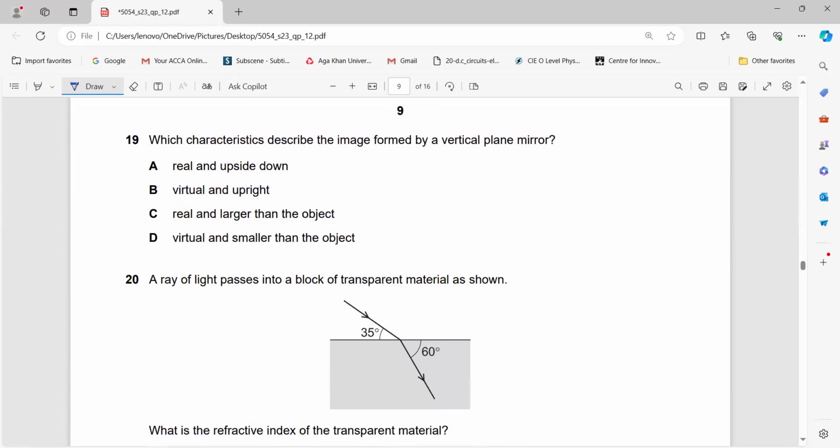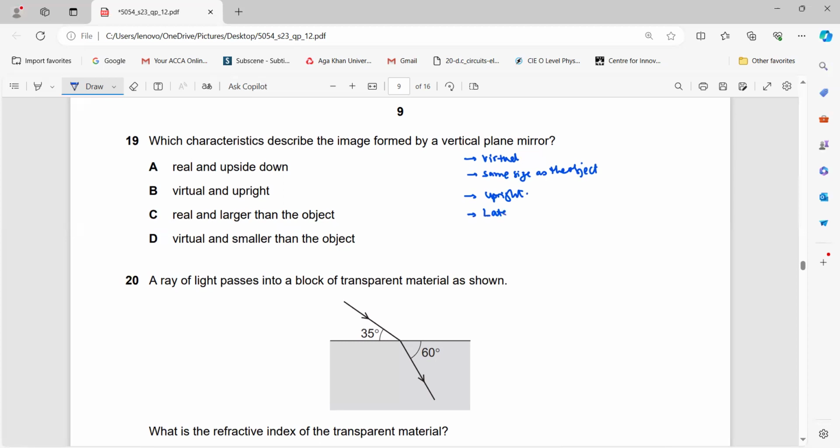Which characteristics describe the image formed by a plane mirror? So it is virtual. Why? Because it is formed behind the mirror. Because even if you get close to the mirror and touch your nose on the mirror, you won't be able to feel anything. Why? Because the image is not there. It is not captured on a screen. It is behind the mirror. So it is virtual. The image is the same size as the object. The image is upright. It's not inverted, but it is laterally inverted.